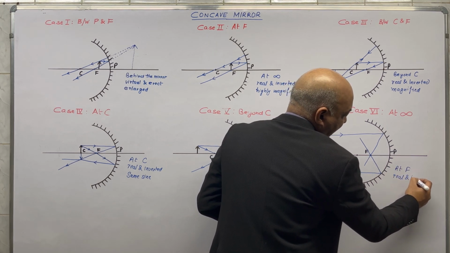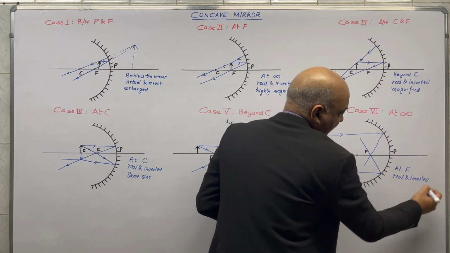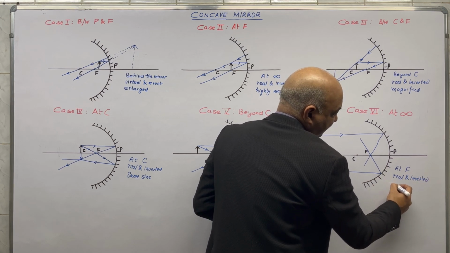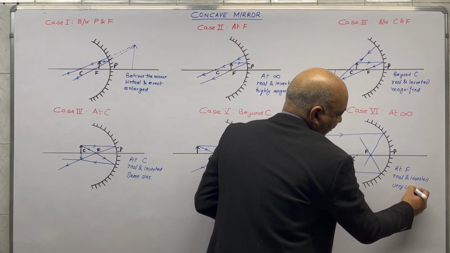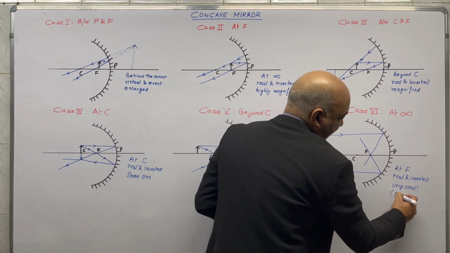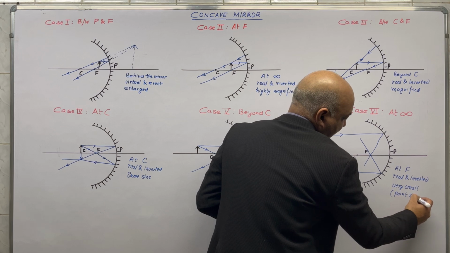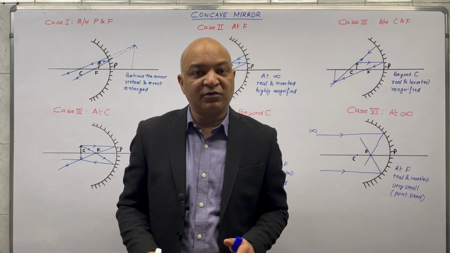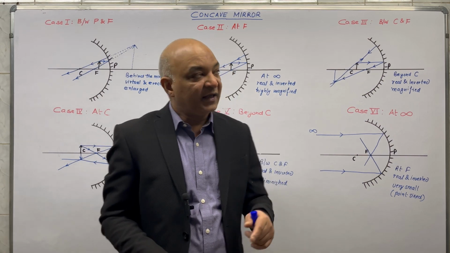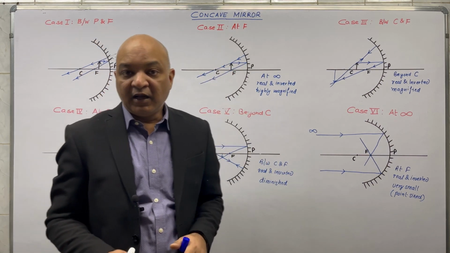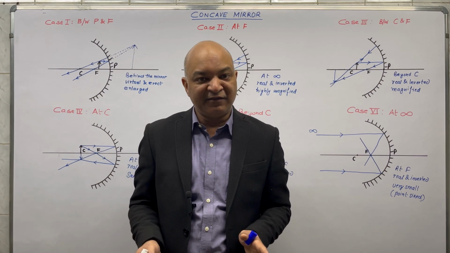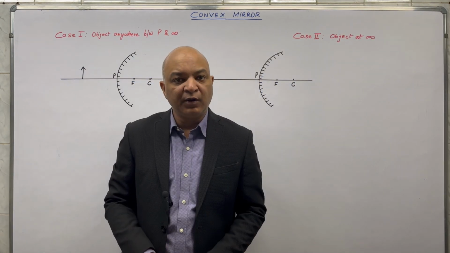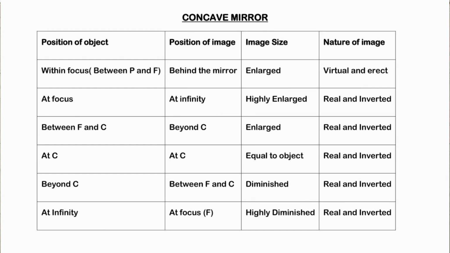It is again real and inverted, and the size is very small, or I can say point sized. So these are the 6 cases of formation of an image in case of a concave mirror. Now let's move on to the convex mirror. So before moving on to convex mirror, let's quickly see a quick summary of all the possible six cases in case of concave mirror.